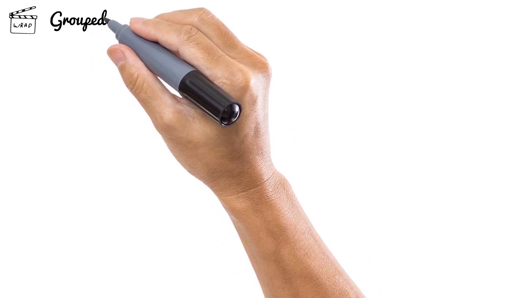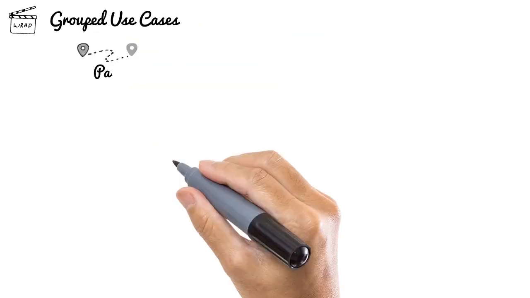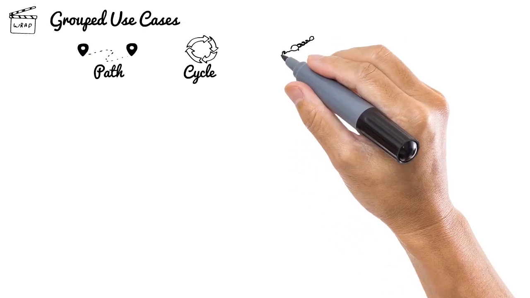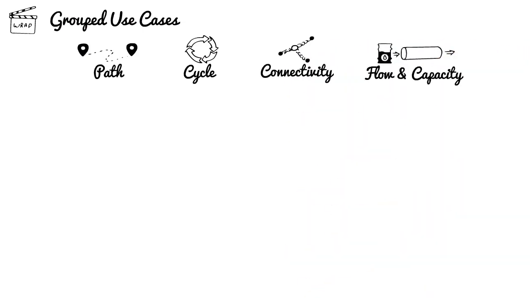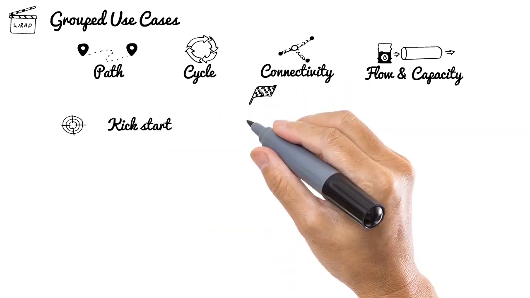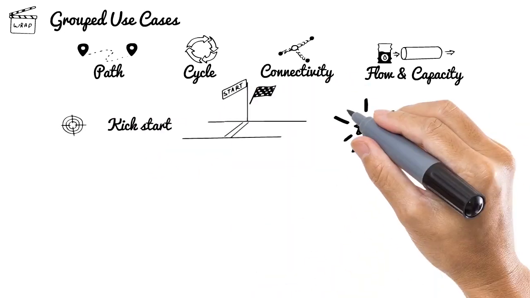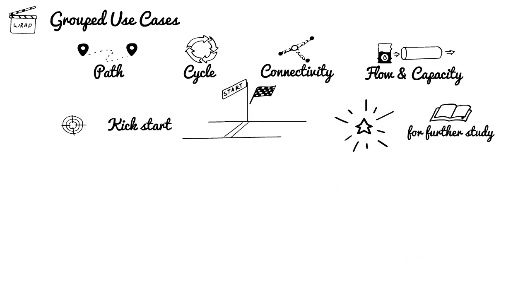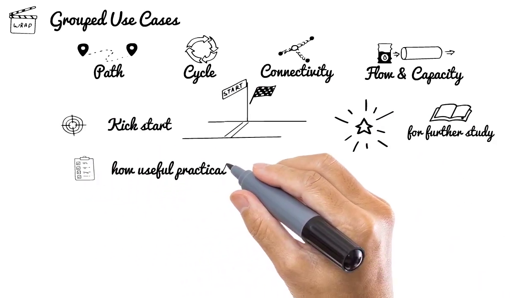We briefly touched on some use cases grouped into path, cycle, connectivity, flow and capacity categories. There might be lots of other use cases, but our goal is just to give you a kickstart to spark your interest for further study. You can see how useful practical scenarios might be.